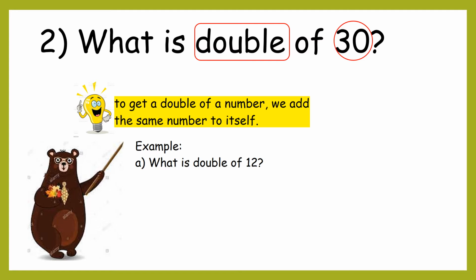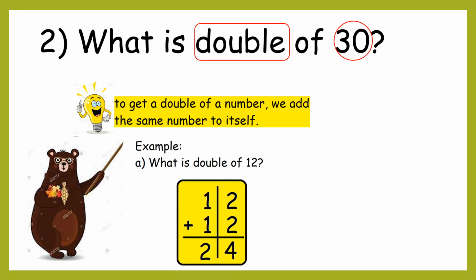Now look at this example. What is double of 12? So we have to double the 12. So what we do? We have to plus the same number. So double of 12 is 24. Now, question number 2. What is double of 30?